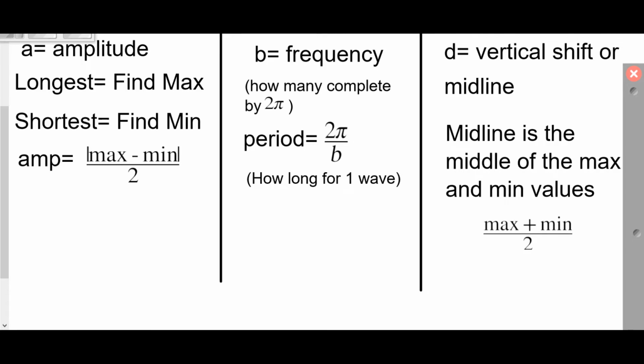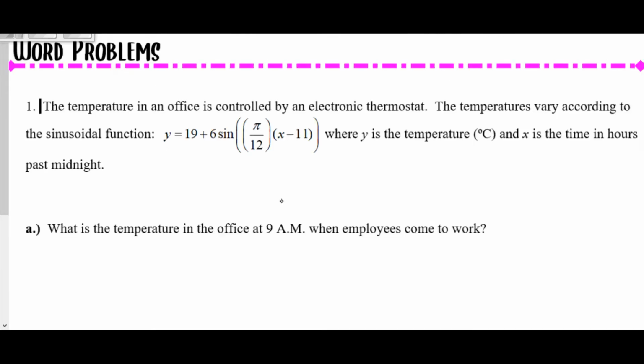So let's just jump right into these and start using these formulas. The temperature in an office is controlled by an electronic thermostat. The temperatures vary according to the sinusoidal function. Sinusoidal just means it follows the trend of a sine graph. Y equals 19 plus 6 sine pi over 12, x minus 11, where y is the temperature in degrees Celsius and x is the time in hours.